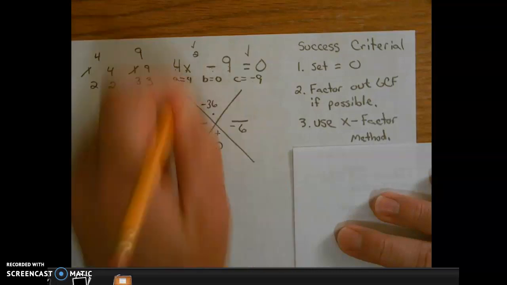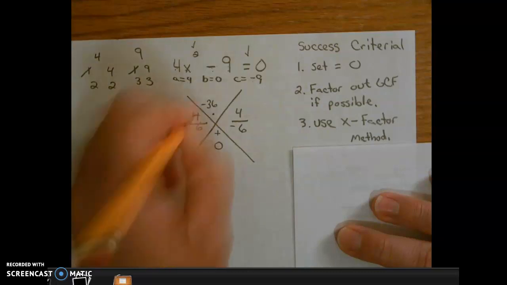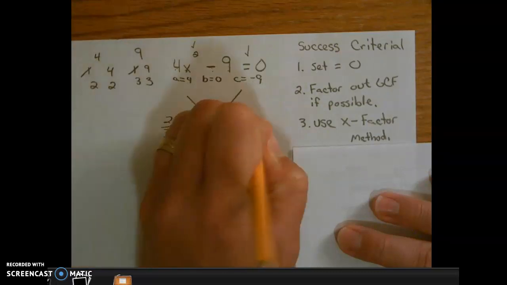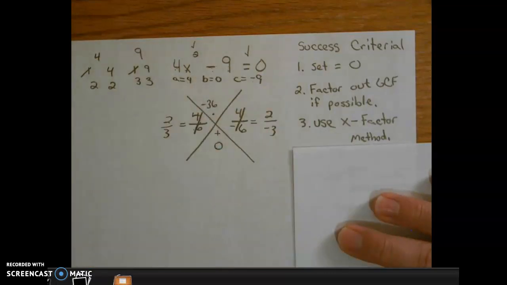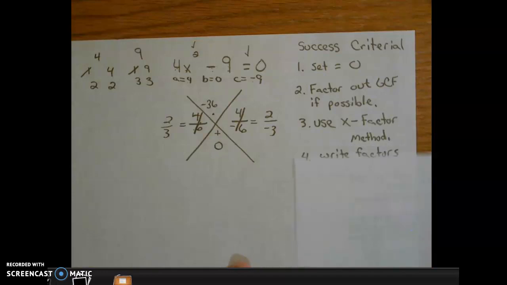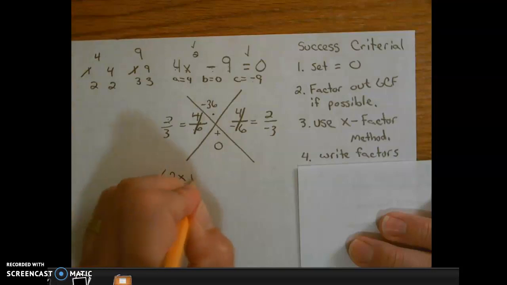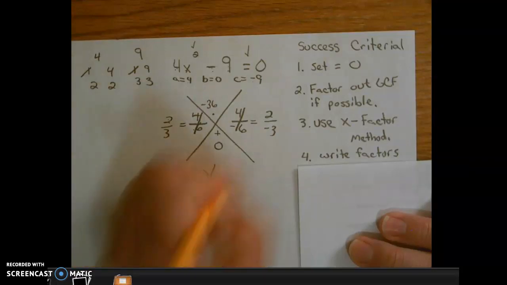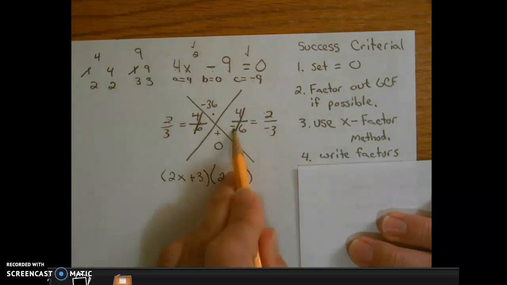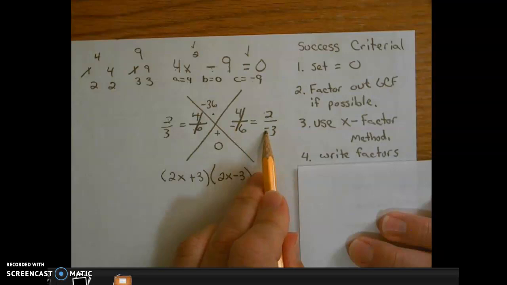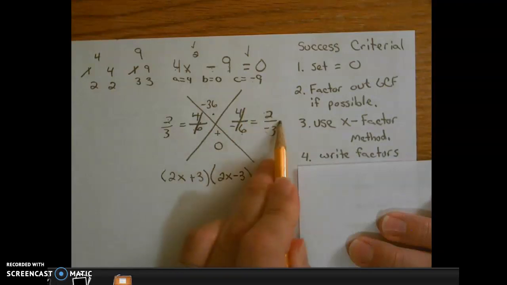Okay, let's put the A value on top. Reduce, we get 2/3, and we get 2 over negative 3. Reducing those two fractions. Okay, step number 4, we want to write the factors. So here we have 2x plus 3, and here we have 2x minus 3. Remember the sign always stays in the denominator. And if this ever divides out to be a whole number or an integer, make sure you put it over 1.